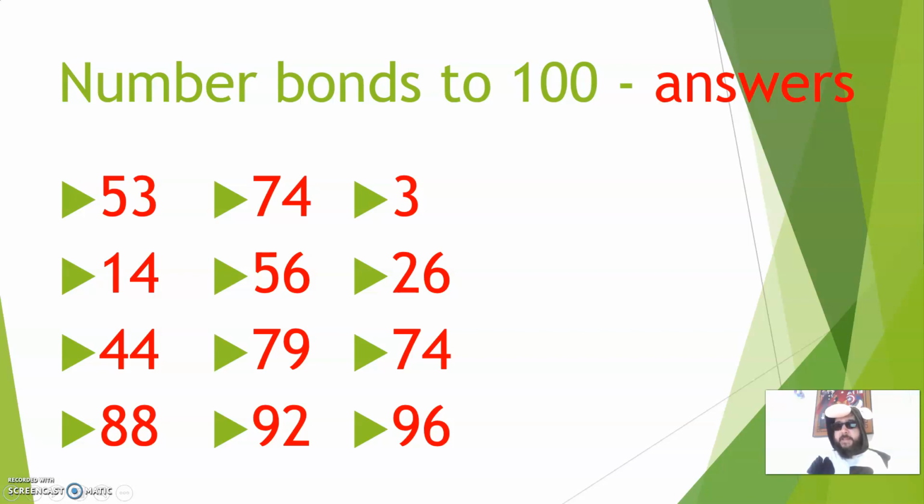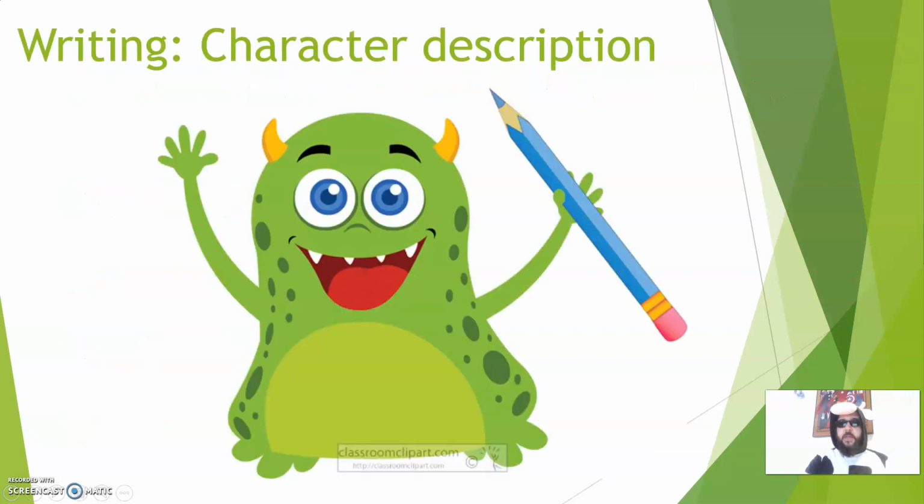Okay. The next thing I'd like you to think about. Let's do some writing. Here's a character description. Now, I can't quite work out, is this a really big monster with a really small pencil, or is it a really small dinosaur monster, whatever it is, with a normal sized pencil?